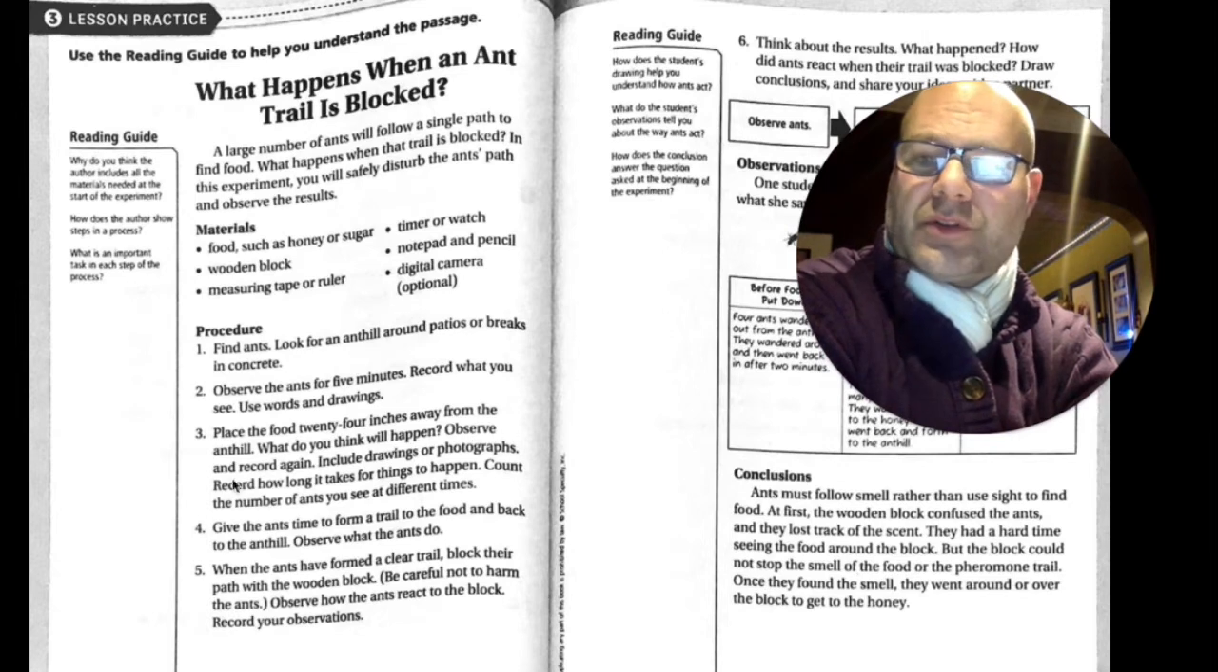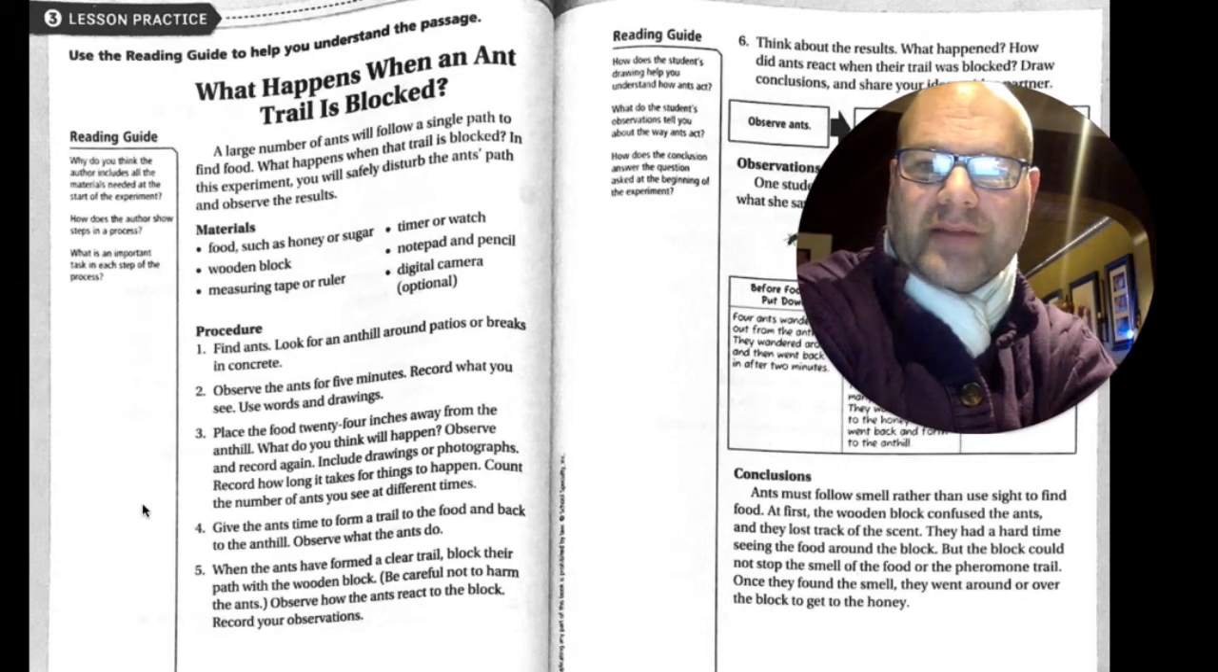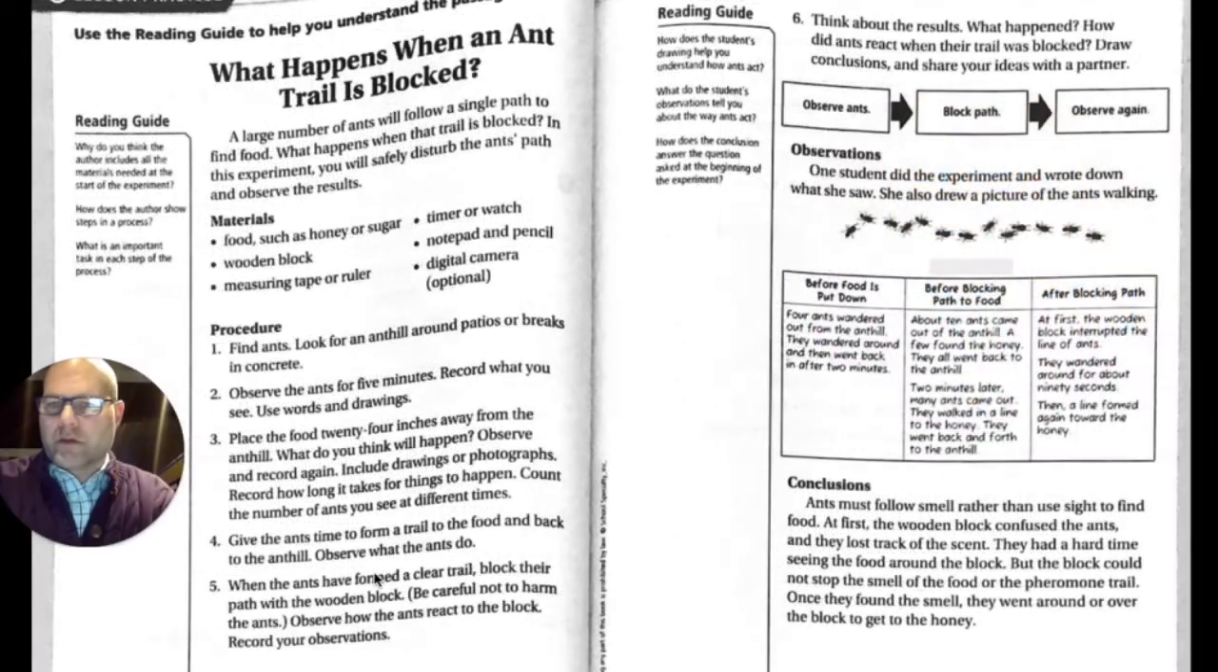Observe and record again. Include drawings or photographs. Record how long it takes. Alright, number 4. Give the ants time to form a trail to the food and back to the anthill. Observe what the ants do.